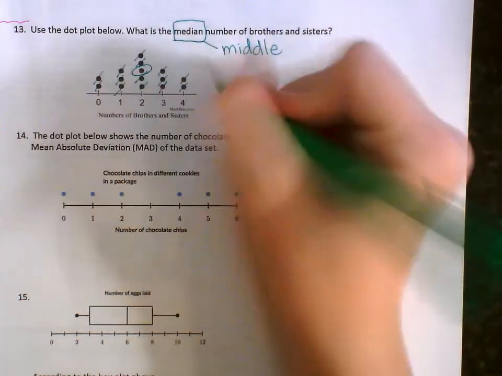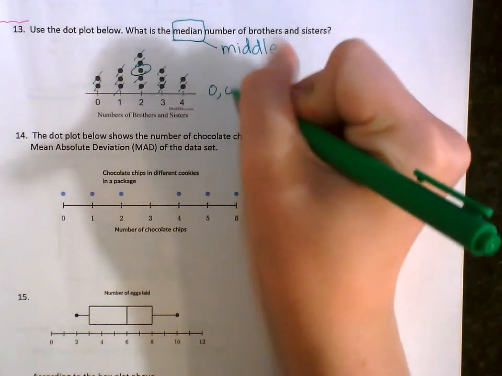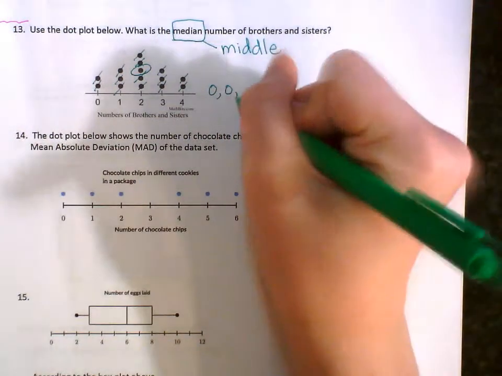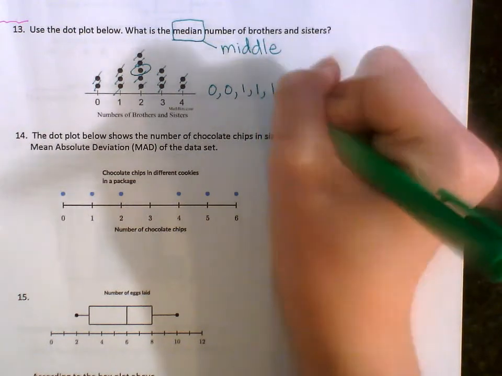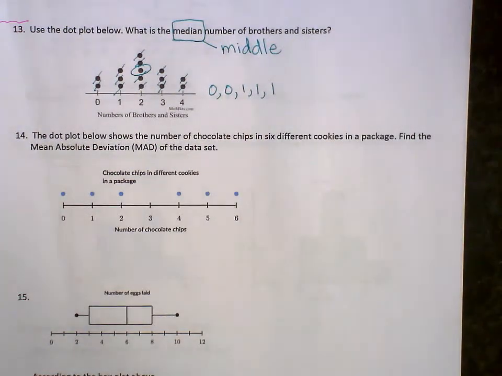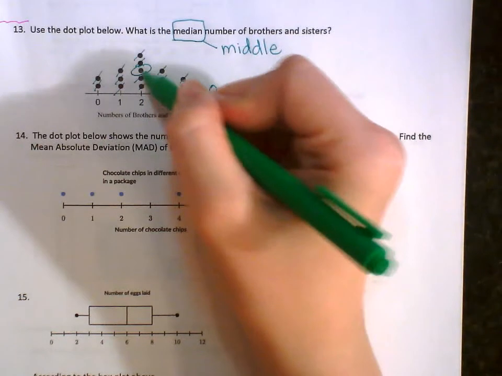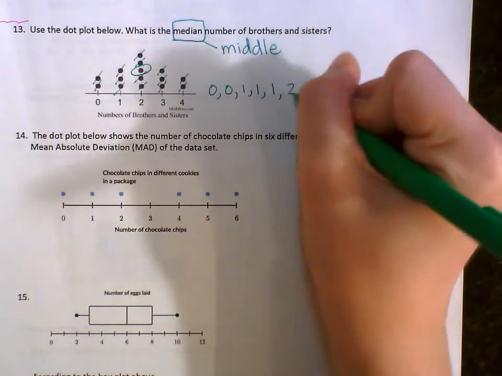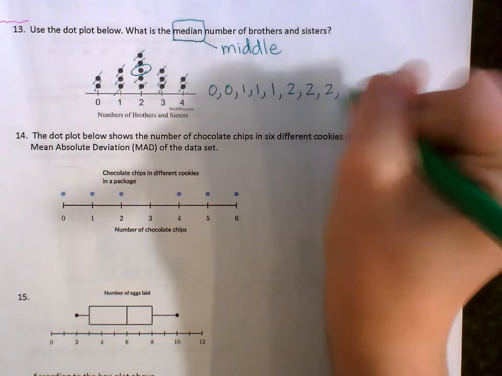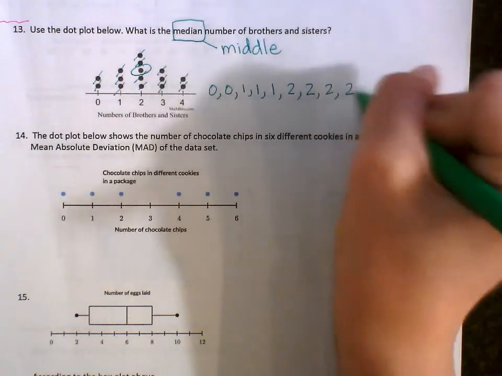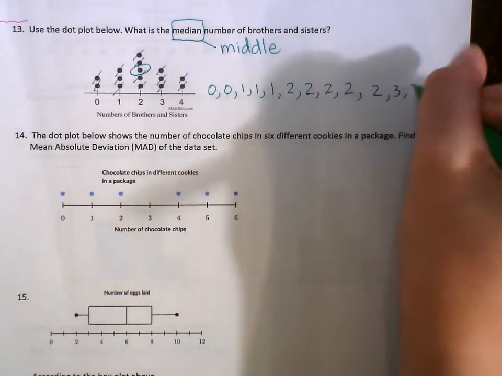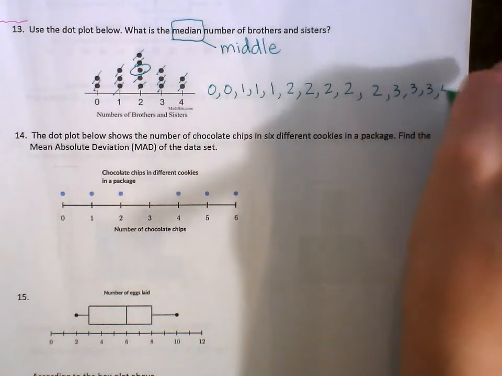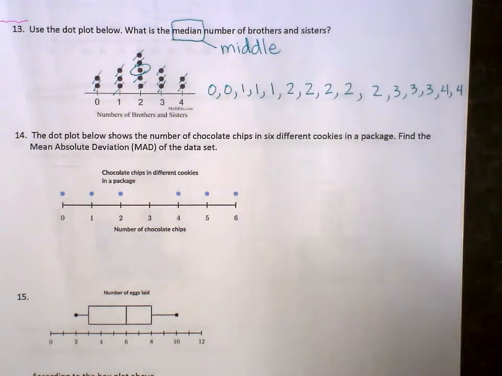The other way is you literally write out each number. There's 2 dots above 0, so you write 0 twice. There's 2 dots above 1. Just kidding, there's 3. So you write 1 3 times. There's 5 dots above 2. So you write 2 5 times. 1, 2, 3, 4, 5. There's 3 dots above 3. So you write 3 3 times. And there's 2 dots above 4. So you write 4 twice.